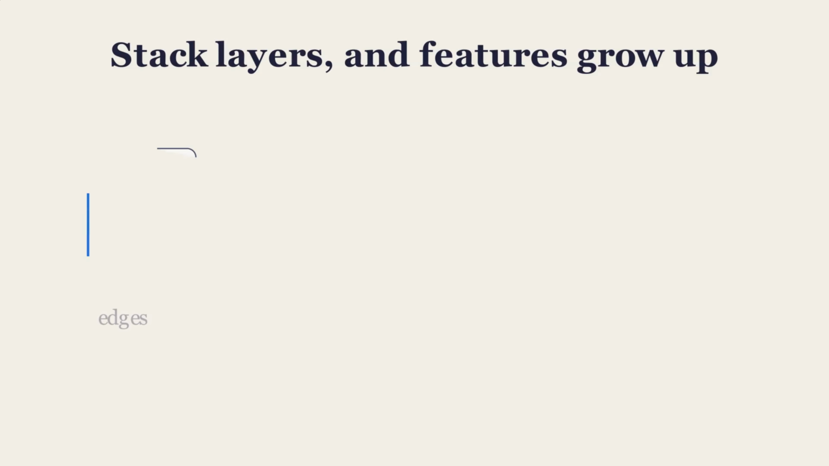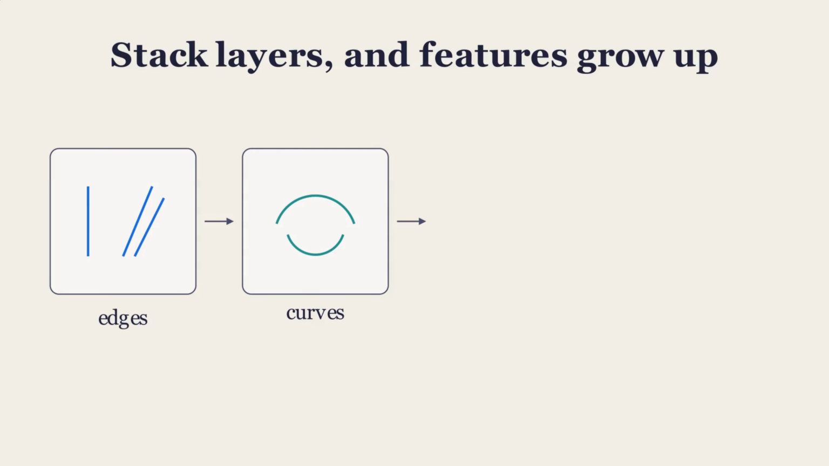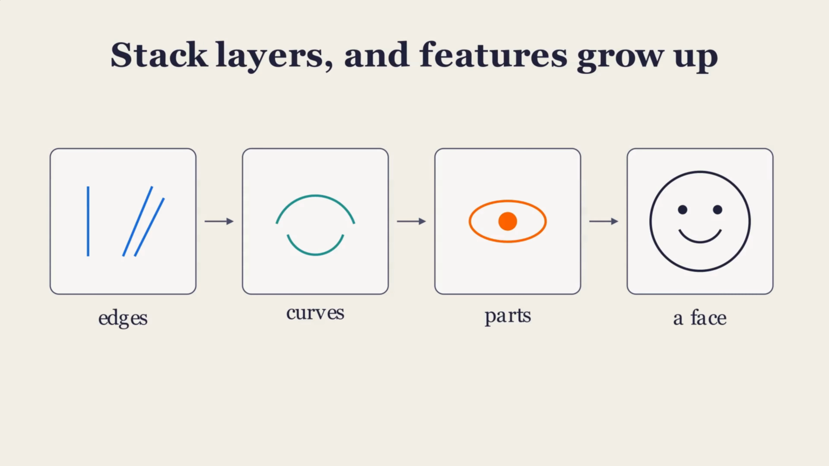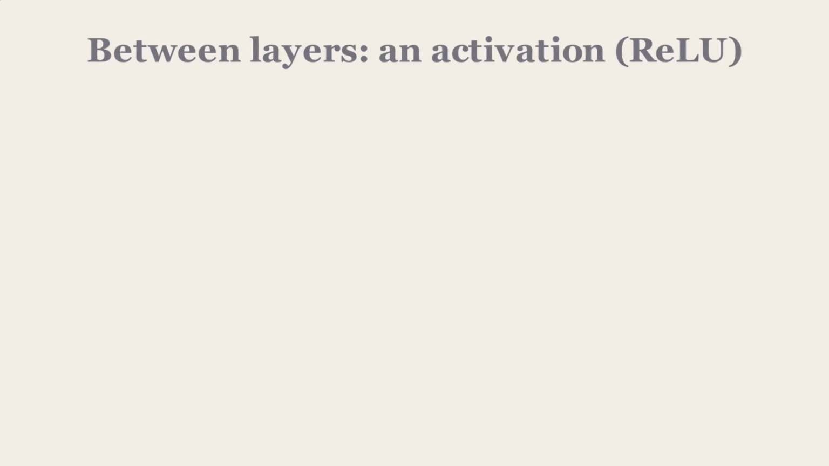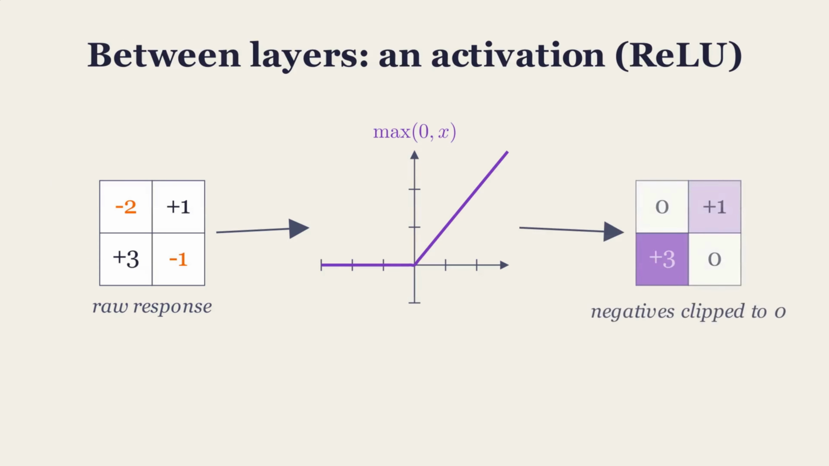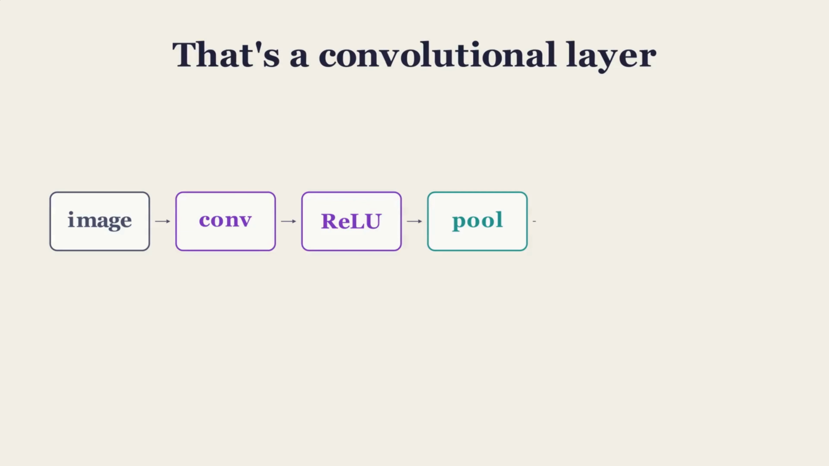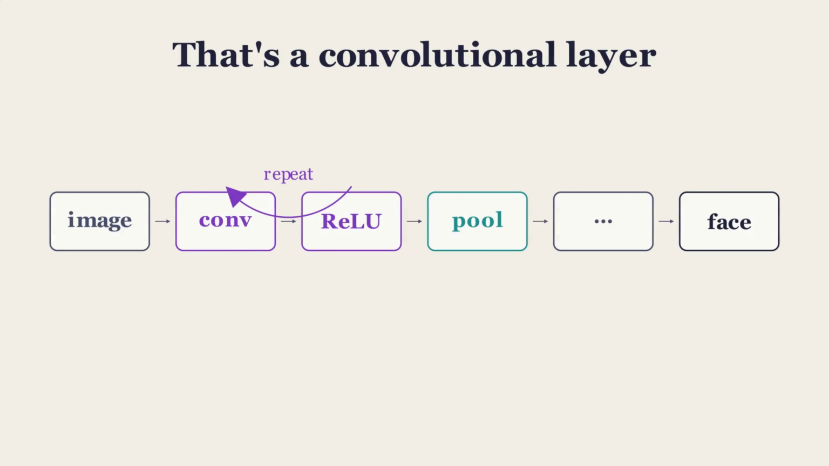Now stack these layers and the features grow up. Early layers find simple edges, deeper ones combine them into curves, then parts like an eye, and finally a whole face. And between every layer, each value passes through an activation like ReLU, the same ReLU from the activation video, which keeps the useful signal and switches off the rest. So, convolution to find patterns, and activation to sharpen them, repeated again and again. That is a convolutional neural network, and that is how a machine learns to see.